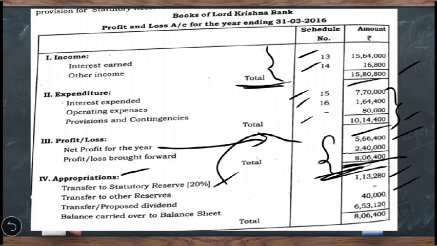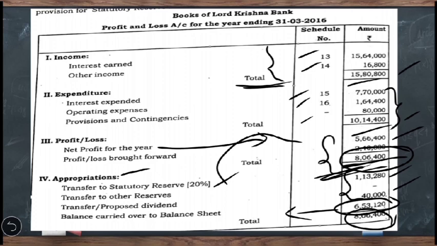Then you have to calculate what is the balance of profit which can be taken to the balance sheet. So how to calculate that? From the total profit available for appropriations, we have to deduct the total appropriation. So here we have statutory reserve amounting to 1,13,280 and then proposed dividend 40,000. Together it will be 1,53,280. So this amount has to be deducted from 8,06,400. We get 6,53,120. So this is the balance which can be carried to the balance sheet. Then down here again you can write the total. This is how we prepare the profit and loss account of banking companies.